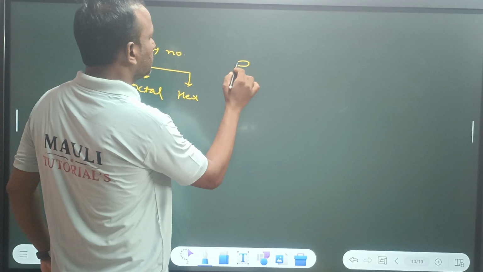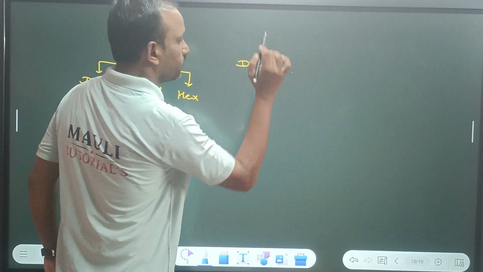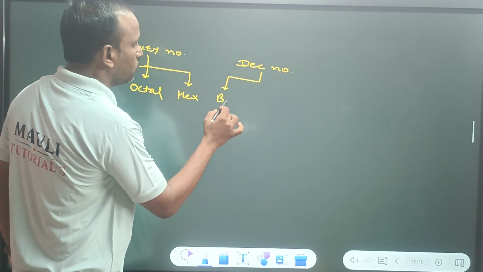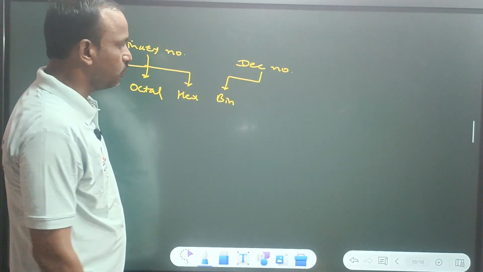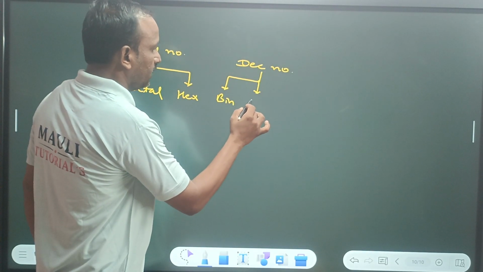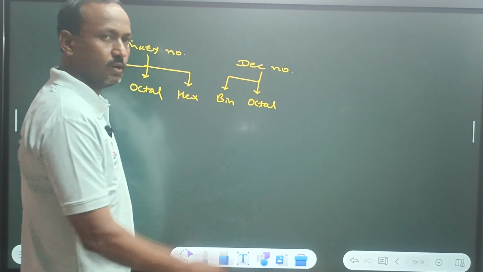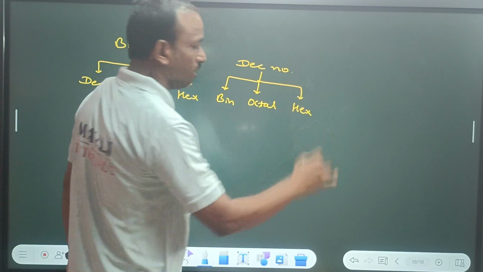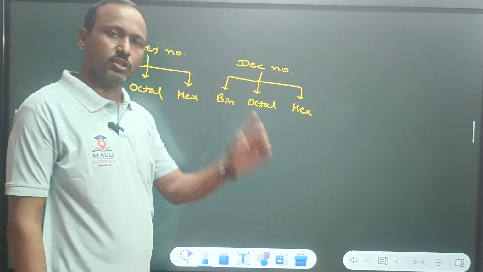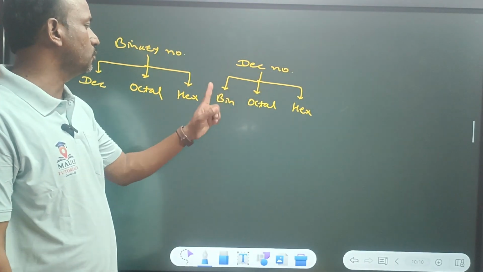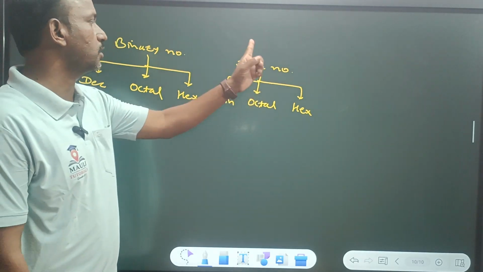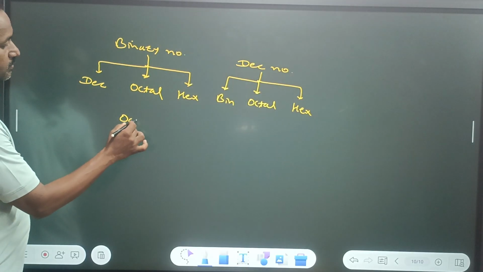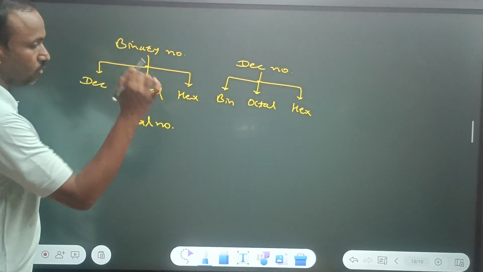The second one is the decimal number. Suppose the given number is decimal. First, it is possible to convert this number into binary, decimal number to binary number conversion. Second, decimal number to octal number conversion. And third, decimal to hexadecimal number conversion. Again, there are 3 possibilities of conversion: decimal to binary, decimal to octal, decimal to hexadecimal. Suppose the given number is an octal number.